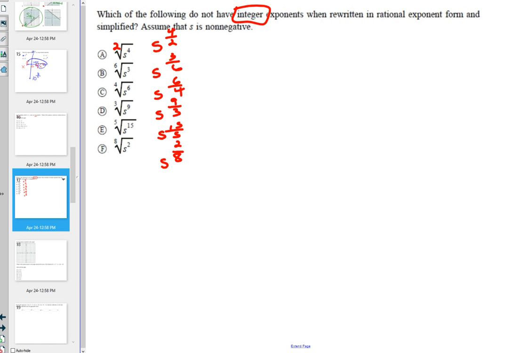Does 2 divide evenly into 4? Yeah, so it can't be A. Does 3 divide evenly into 6? Or sorry, vice versa. Can I divide 3 by 6? No, I would be stuck with a fraction. It's not an integer. It's 1/2. So B is an answer. Can I divide 6 by 4 evenly? No, that would still give me a fraction. Can I divide 9 by 3? Yeah, I could. Can I divide 15 by 5? Yeah. Can I divide 2 by 8? No. So it's B, C, and F.